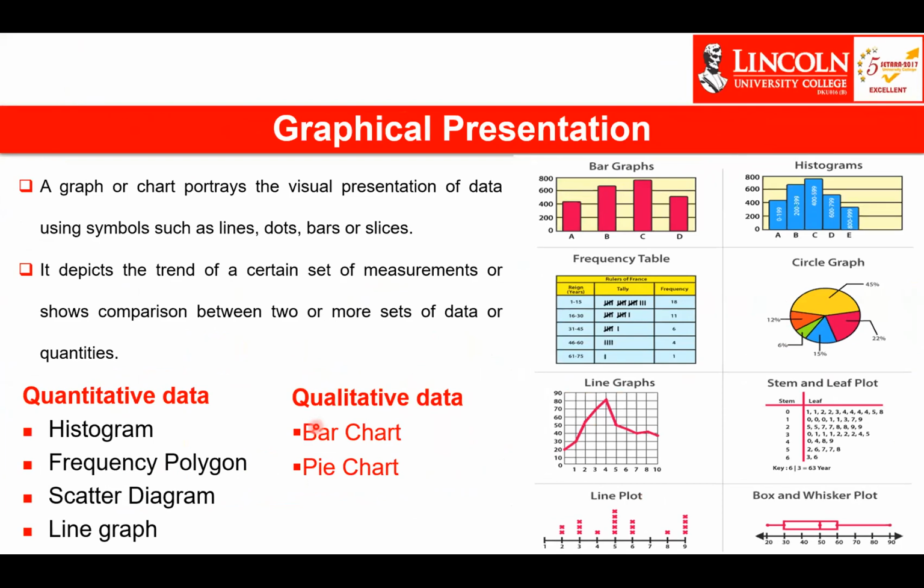A graph or chart portrays the visual presentation of data using symbols such as lines, dots, bars, or even slices. It depicts the trend of a certain set of measurements or shows comparison between two or more sets of data or quantities. When it comes to graphical representation, we have quantitative data, under which we have histogram, frequency polygon, scatter diagram, and line graph. For qualitative data, we have bar charts as well as pie charts.